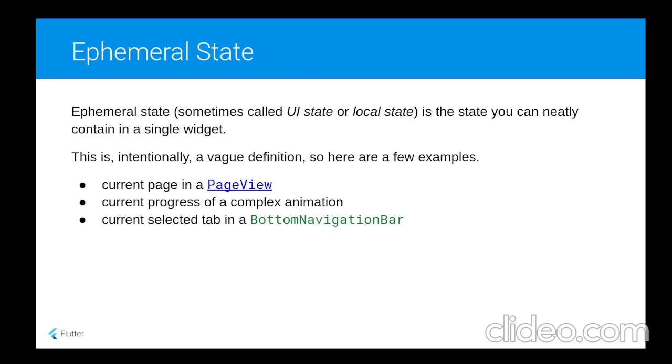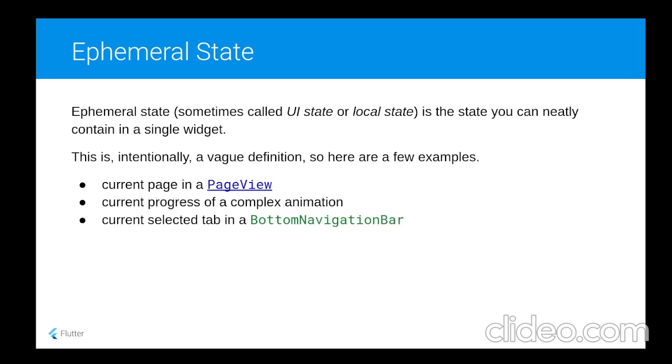So talking first about ephemeral state. Ephemeral state is also called UI state or local state. It is the state that you can neatly contain in a single widget. That is intentionally a vague definition. So here are a few examples.